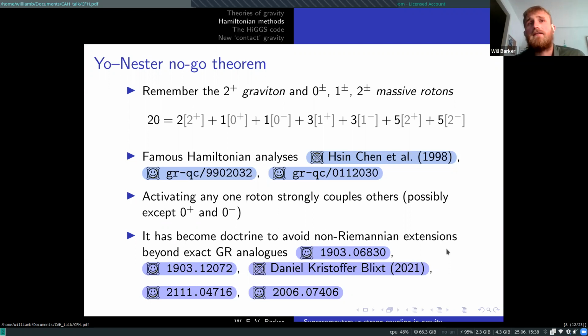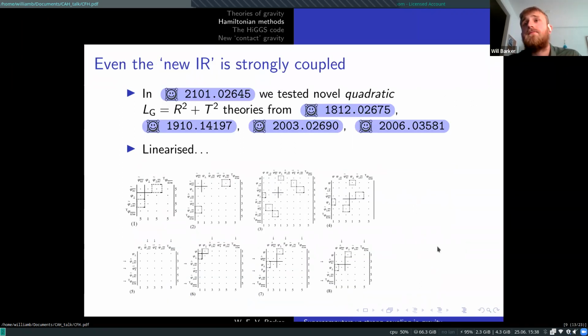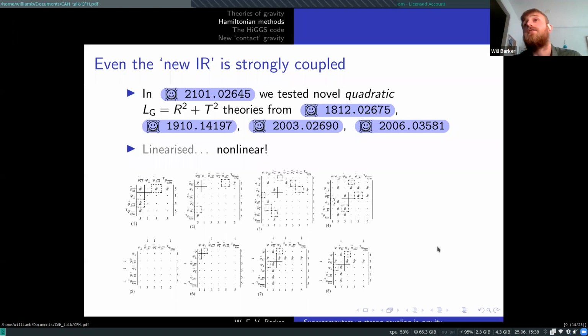It's become somewhat part of the doctrine of constructing torsion field theories that you don't want to consider anything which isn't a minimal analog of exact GR with non-Riemannian geometry. You can't cook up more interesting actions because you'll normally run into a strong coupling problem. So this is just an illustration of primary Poisson matrices as you go from linear to non-linear theories and their structure changes, which indicates strongly coupled modes becoming activated.